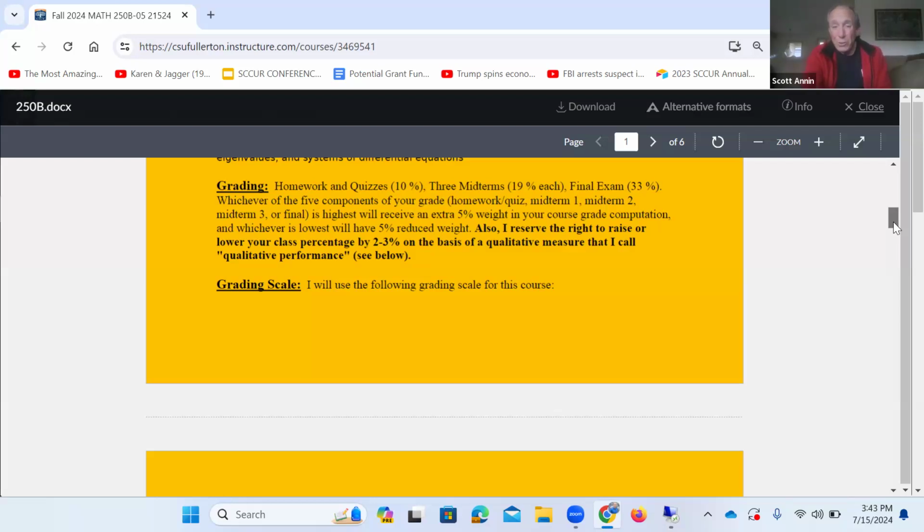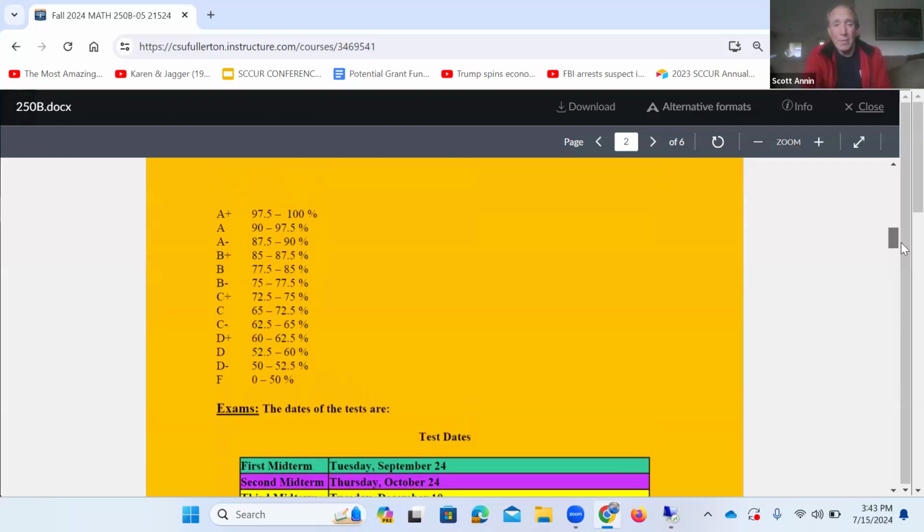Speaking of the numbers, I do have a grading scale here at the top of this second page, and I will stick with this scale. If I need to curve the grades or make any adjustments, I'll do that on the raw scores, but I won't actually change these percentages that you see here in the syllabus. This is going to be my hard and firm grading scale for the class.